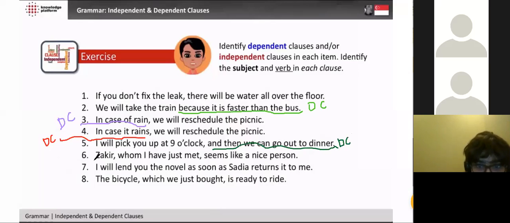Hashim Tariq, I'd like you to attempt the next one, please. Ma'am, Zakir, who I just met is independent clause and seems like a nice person is dependent clause. अच्छा, मजे की बात ये है, whom I have just met is your dependent clause. Zakir seems like a nice person is the independent clause. देखा कैसे हमने दरमियान में डाल दिया. Zakir, whom I have just met, जाकिर की क्वालिटी बता रहे हैं, एडजेक्टिवल क्लॉज है ये. ठीक है? वैसे वेरी वेल डन हाशिम, गुड जॉब.